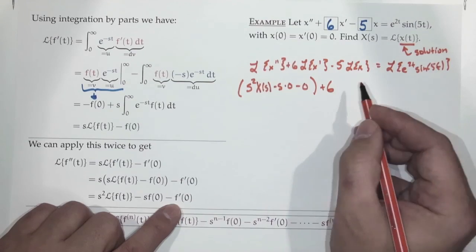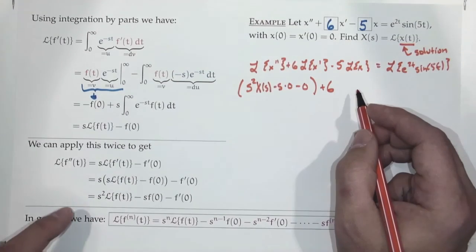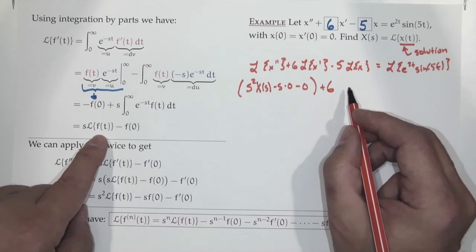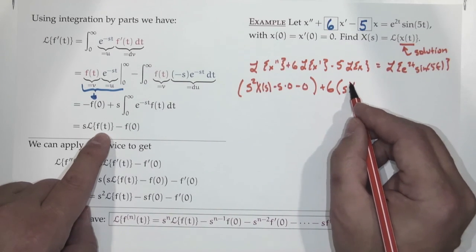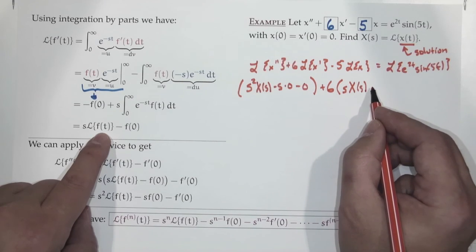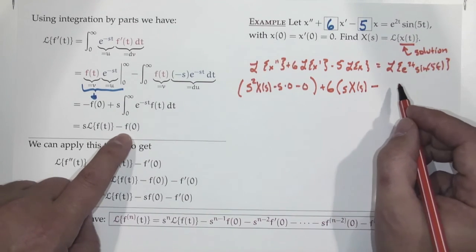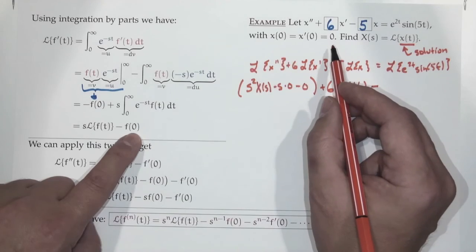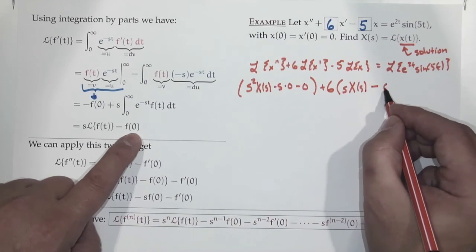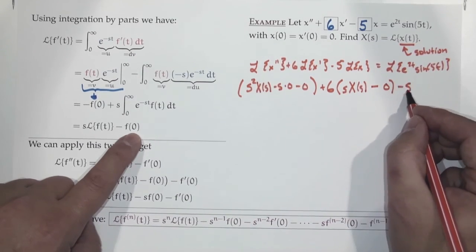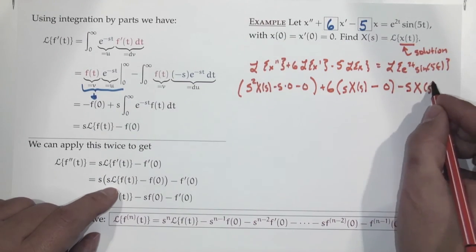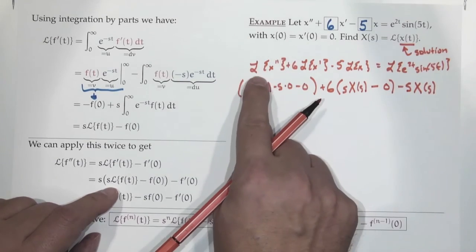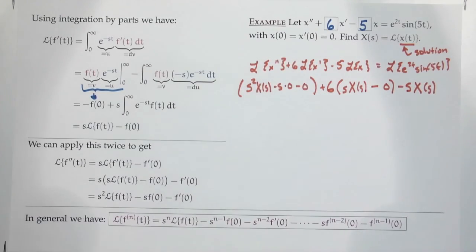Plus 6 times the Laplace transform of just x prime. So that would be s times the Laplace transform of x, which is x of s. Then we're going to subtract what happens at 0, which is 0. Then minus 5 times the Laplace transform of x, which is x of s. So I'm applying the rules to each piece. Now that's the left-hand side.